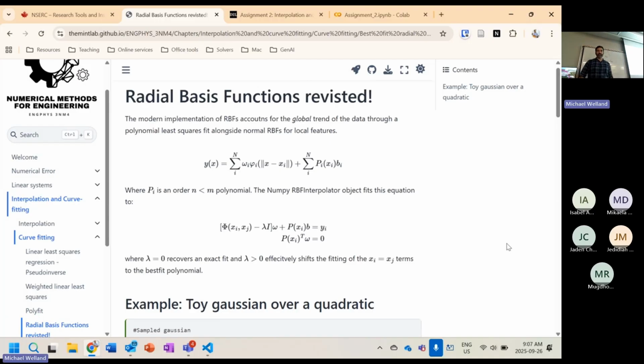Coming back to RBFs, right? Last time we talked about RBFs, again, there's this idea of this kernel. I want to speed through this so I have a bit of time for the assignment. The modern implementation, the one you're going to find in SciPy, is going to look something more like this. Actually, it's like this.